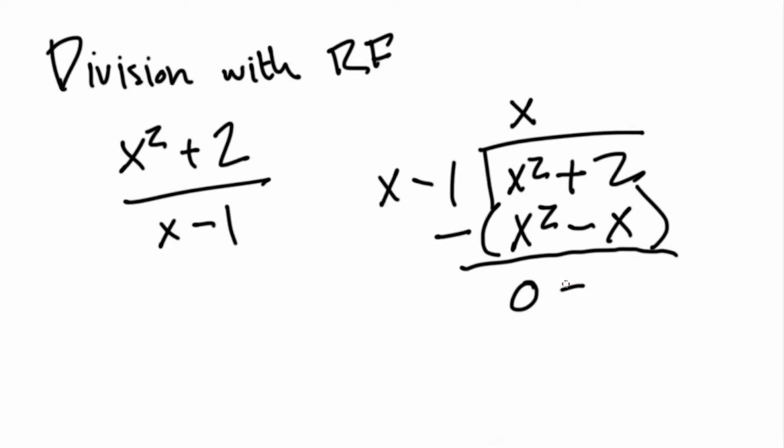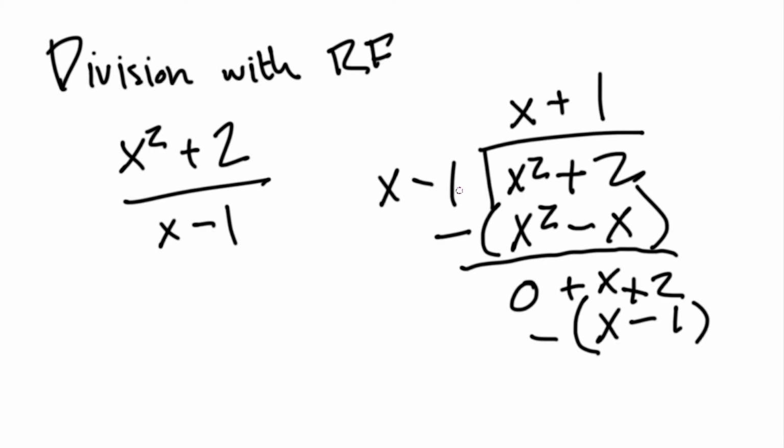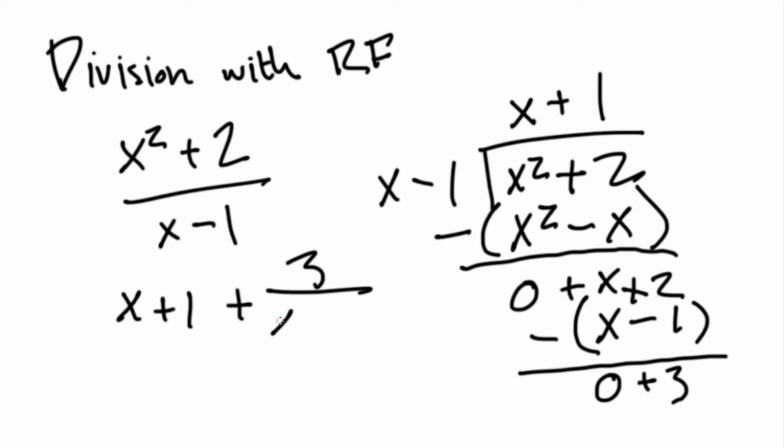So we get 0 plus x, because those two minuses give you a plus x. And then we bring down our 2 over here. What do I have to multiply this x by to get x, right? You just multiply it by 1. We subtract 1 times x minus 1, right? Because 1 times -1 is -1. And then this becomes 0, and then a negative times a negative is a positive, plus 3, right? So this whole expression can be rewritten as x plus 1 plus 3 over x minus 1.